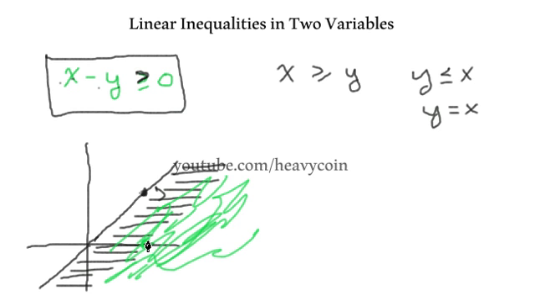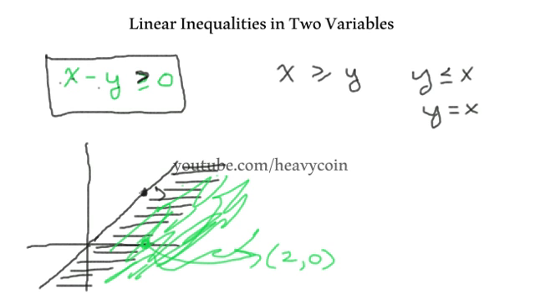If I were to pick a point, let's say right here, we're going to pick a point on the x-axis and we'll call that point 2, 0. If I were to plug that in here, 2 minus 0 is 2, and 2 is greater than or equal to 0. So everything on this side of the line is our solution to our inequality. Alright, simple enough.